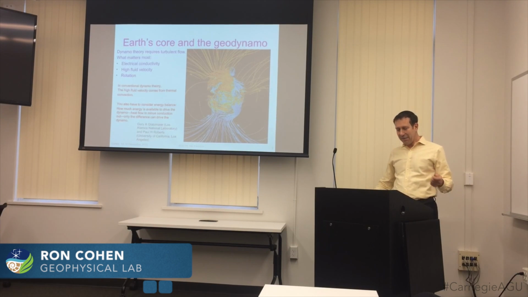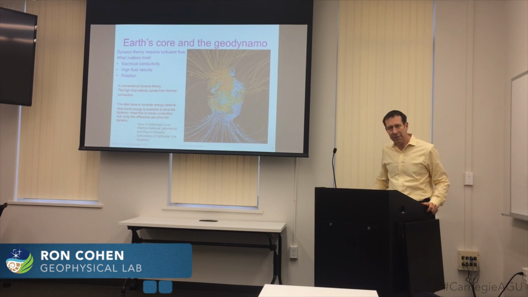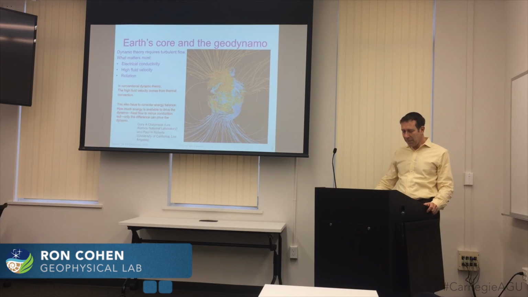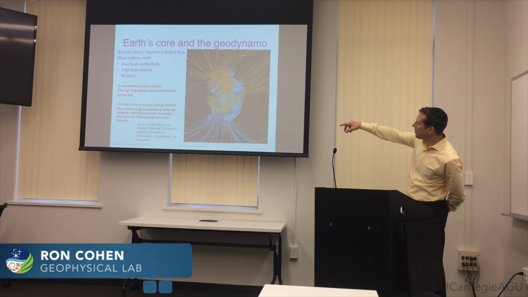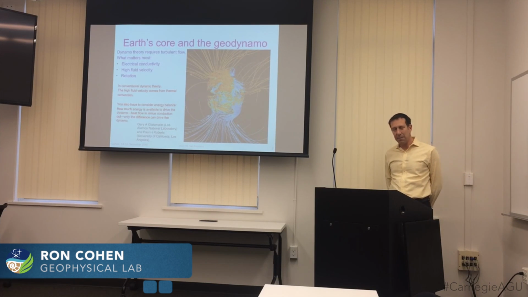But how does the magnetic field get generated? It gets generated by flow of liquid iron in Earth's core. Now, people thought they understood this process pretty well. In fact, this picture shows a simulation by Gary Glatzmaier at Los Alamos of how the Earth's magnetic field is generated. But it depends on the properties of iron in Earth's core.